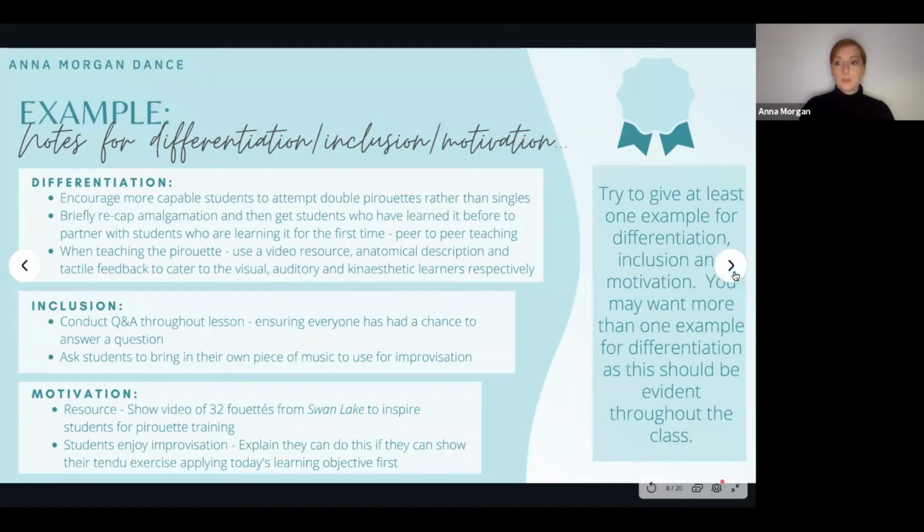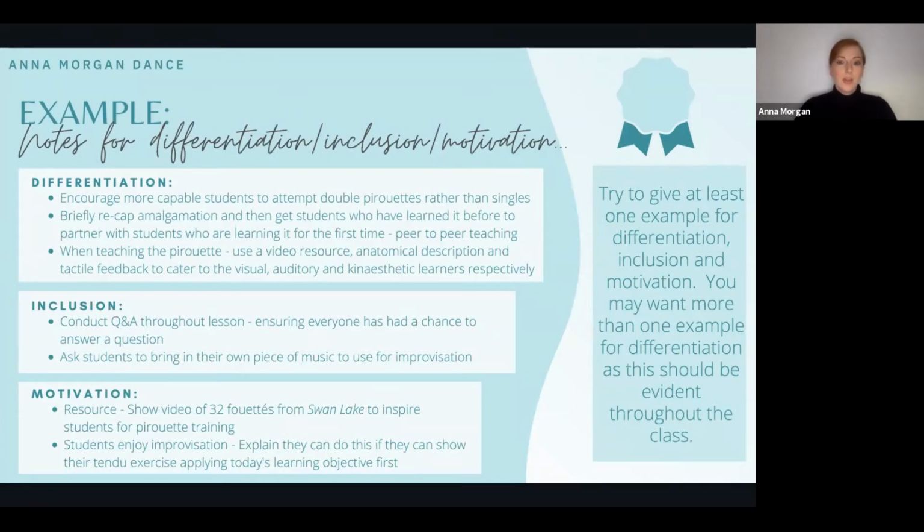So we'll look at a few more specific examples. So differentiation, for example, we could encourage our more capable students to attempt a double pirouette rather than a single. We might briefly recap an amalgamation that we've previously taught, and then get the students that have learned it before to partner with the students that are learning it for the first time, so that we're doing peer-to-peer teaching. So that the learner that is teaching is gaining from communication skills, clarifying the knowledge of the choreography, etc. And the pupil that is being taught is obviously learning the work.